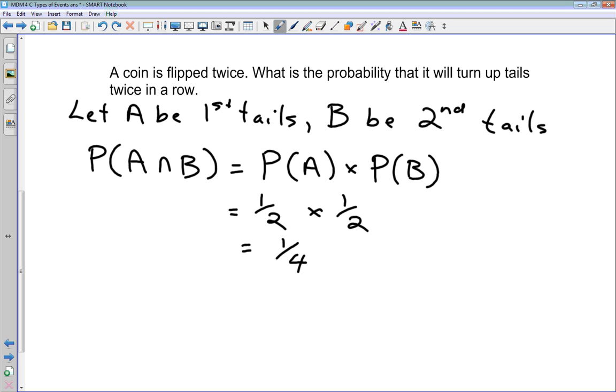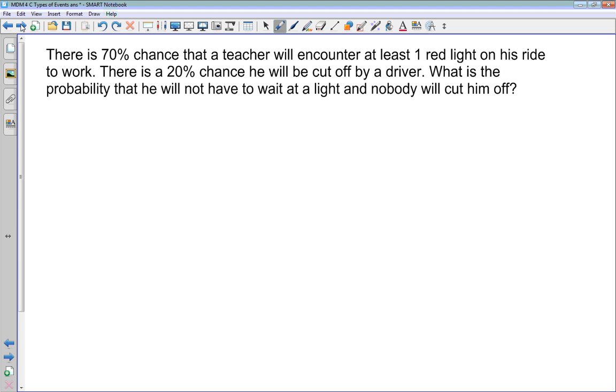Let's try a slightly more wordy example here. There's a 70% chance that a teacher will encounter at least one red light on his ride to work. There's a 20% chance he will be cut off by a driver. What is the probability that he will not have to wait at a red light and nobody will cut him off? So the chances of this guy having an excellent ride into work means that he's not going to wait at a red light and nobody's going to cut him off.